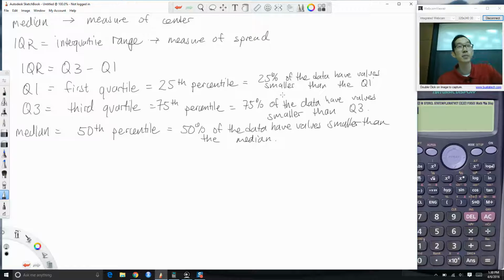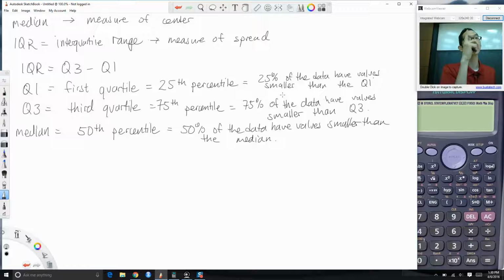Yes, question. You put Q1 twice, but I feel like they have different meanings at the beginning and the end of your statement. At the end, when you say 25% of the data has values smaller than Q1, is that the cutoff at the top of the range of Q1? Q1 is just a single number.